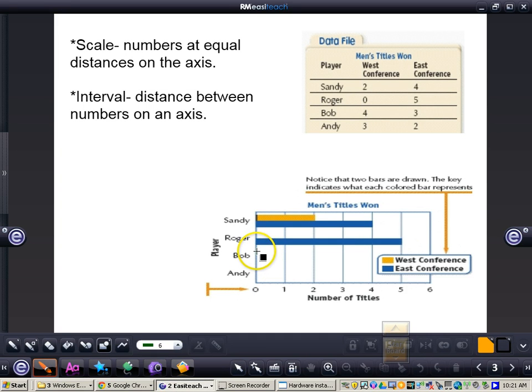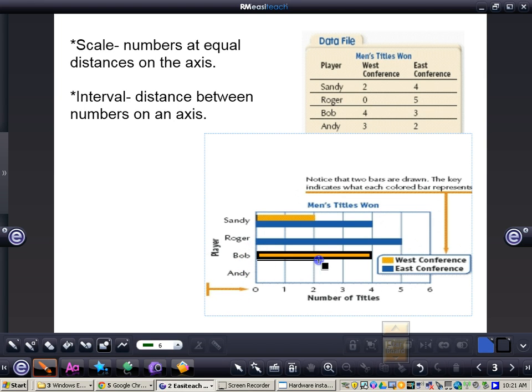Now with that, I can take this bar graph and go all the way out to my 4. I make sure it's representing the orange. Now with Bob, we can see that the East Conference, which represents blue, needs to represent 3, so I can just change this orange to blue.